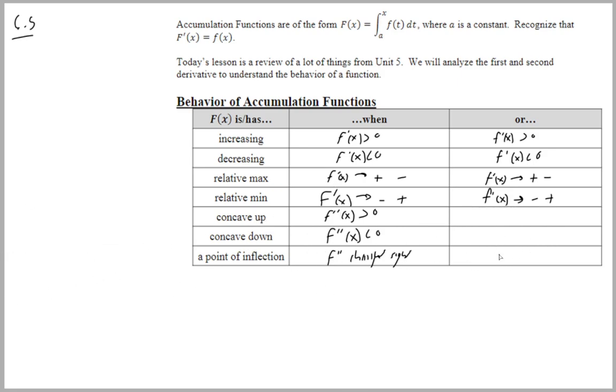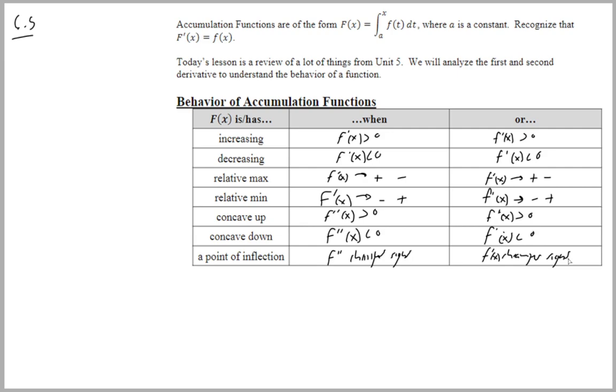The concavity and points of inflection. It includes big F double prime for big F of x, but for regular f of x, it only includes the regular prime. If f of x is bigger than 0, then that's concave up. If f of x is less than 0, it's concave down. And if f of x changes signs, then it is a point of inflection.